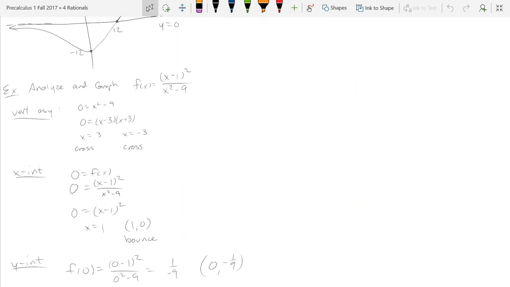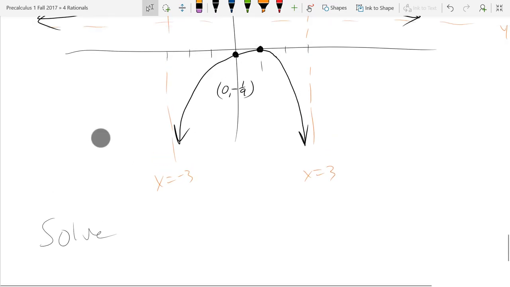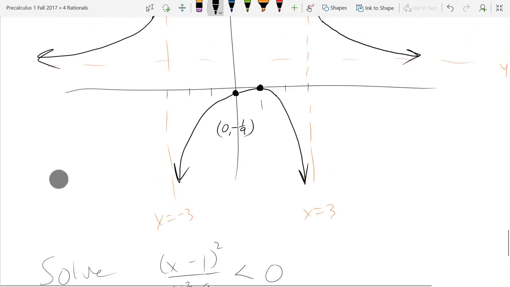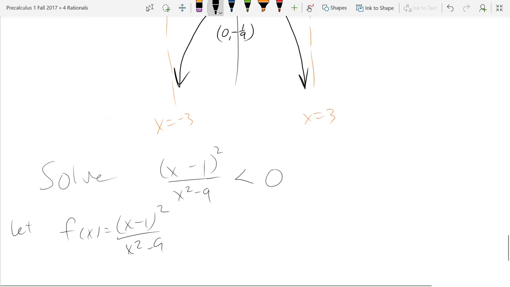So I'm going to take this x minus 1 squared over x squared minus 9. Oh, that's not it. It was x minus 1, whole thing, squared. All right, we solve inequalities by first graphing and then figuring out is it above or below the x-axis. So we just spent time graphing this f of x function, and I want to know when is f of x less than 0. So I just replaced that expression with f of x.